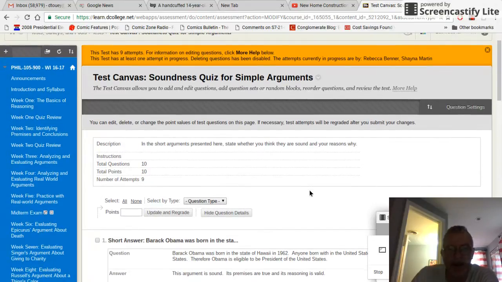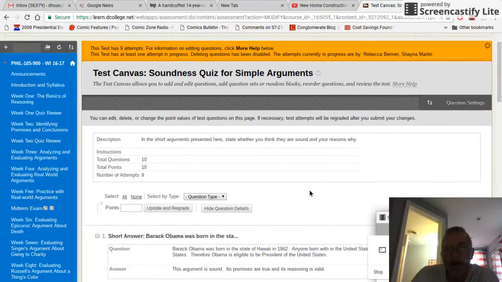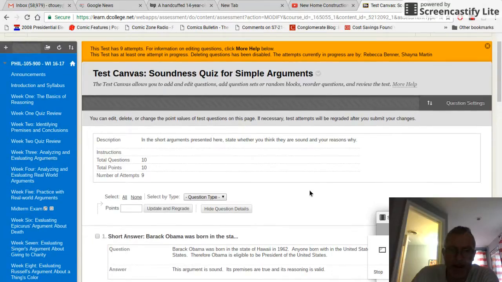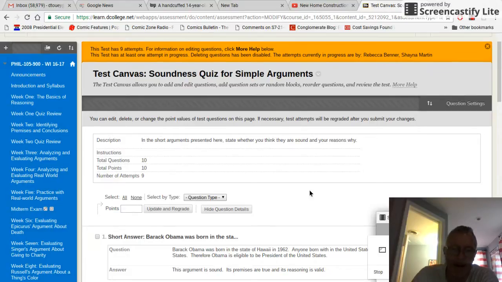And the soundness, of course, of an argument is a matter of the truth or likely truth of the premises and the validity of the reasoning. And that means whether or not the premises, whether they're true or not, actually do lead to, support, imply the conclusion.